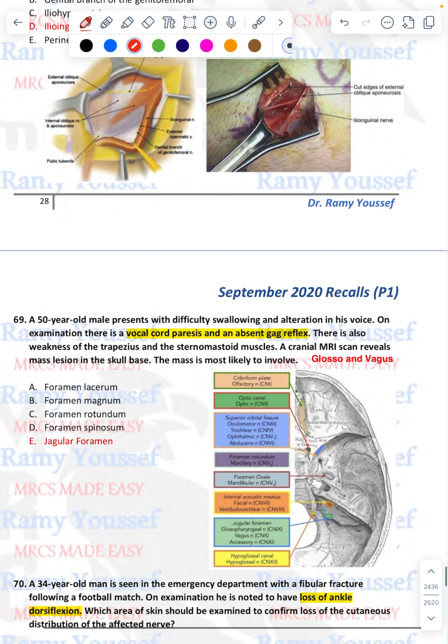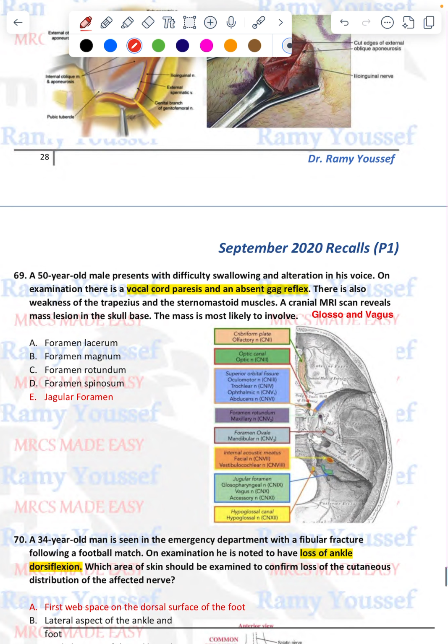A 34-year-old man is seen with a fibular fracture. Examination notes a loss of ankle dorsiflexion. Plantar flexion is S1, dorsiflexion is L4. Which area of the skin should be examined to confirm loss of cutaneous distribution of the nerve? So L4 will be below the knee joint. L4. Let us see first.